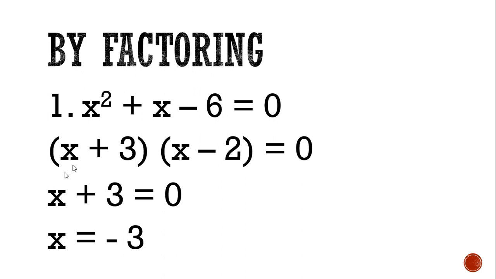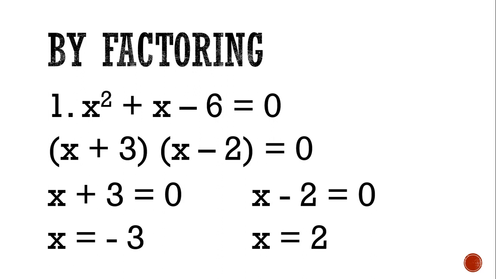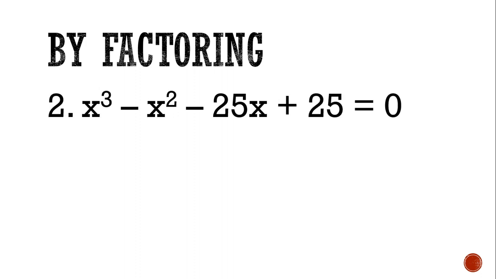Another root will be coming from the factor x minus 2. The factor x minus 2 becomes 0 when x is equal to 2, because 2 minus 2 is equal to 0. Therefore, any number multiplied by 0 will become 0. So the whole equation will become 0. Earlier, we solved the roots of the polynomial equation x cubed minus x squared minus 25x plus 25 is equal to 0 using the graphical approach.